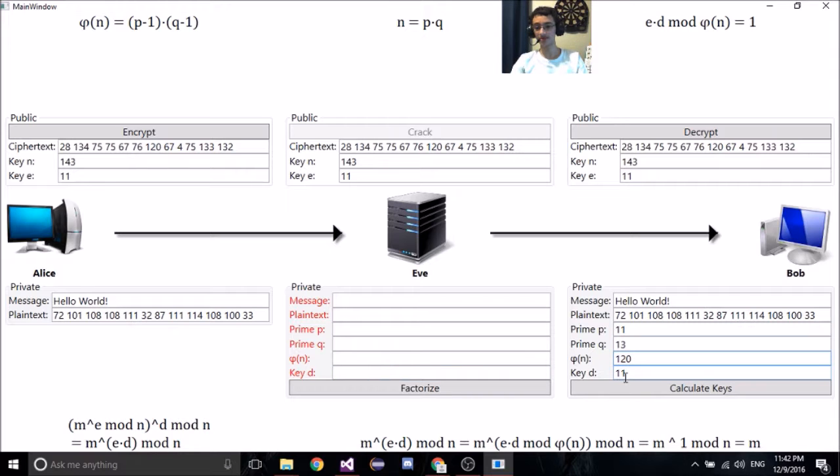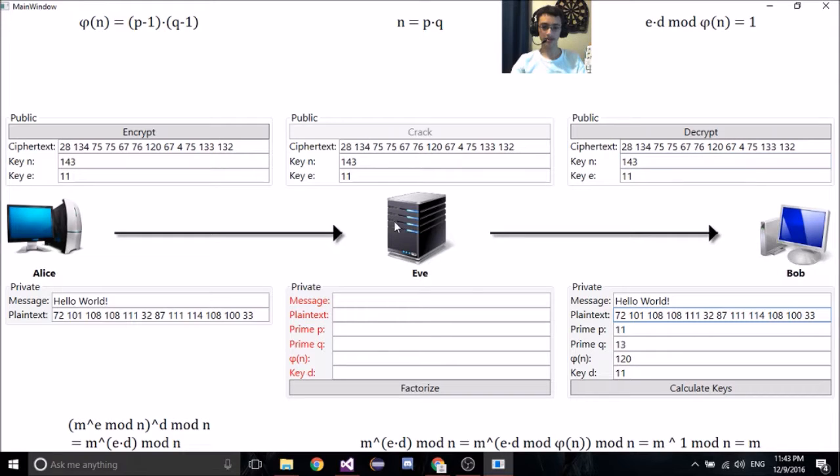And our friend Euler said that if e times d mod the totient of n, 120, is equal to 1, then we get back our plaintext. So using the great totient function of yore, the amazing math that was created long ago to power our computers today, we're able to create keys that we can encrypt and decrypt on the other side.